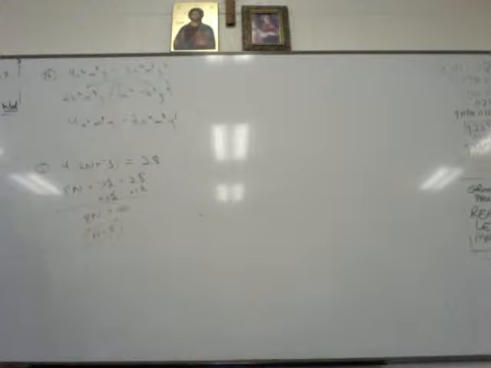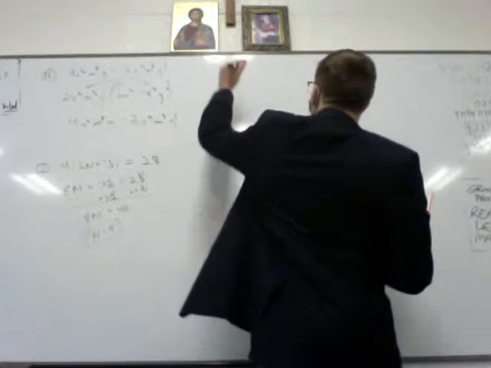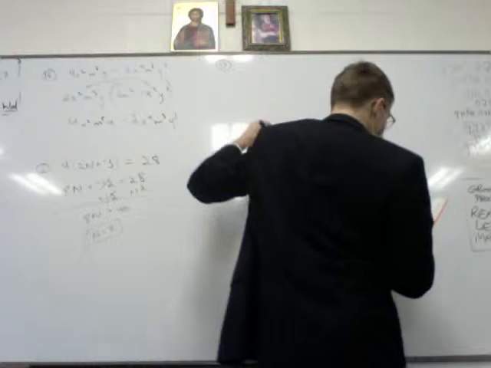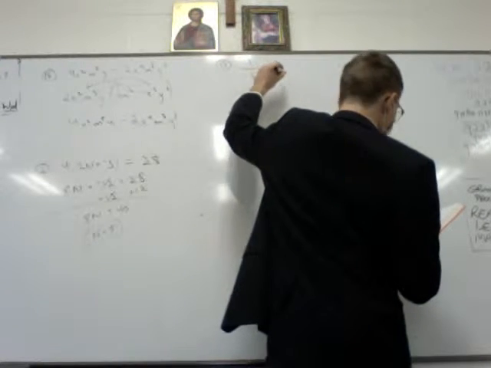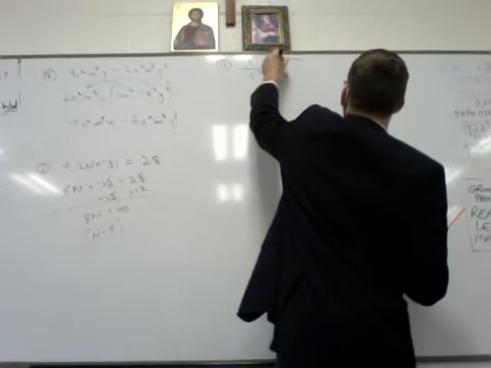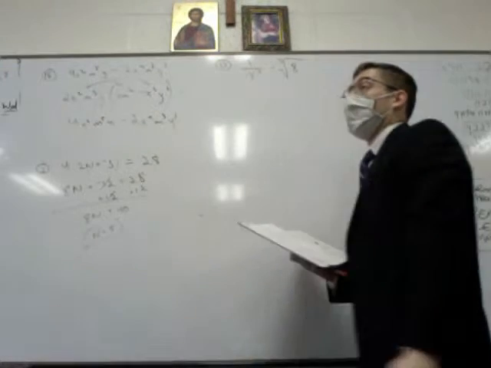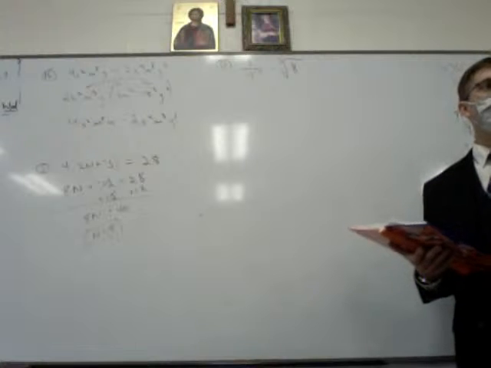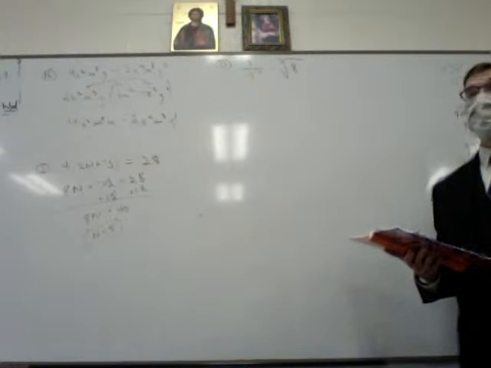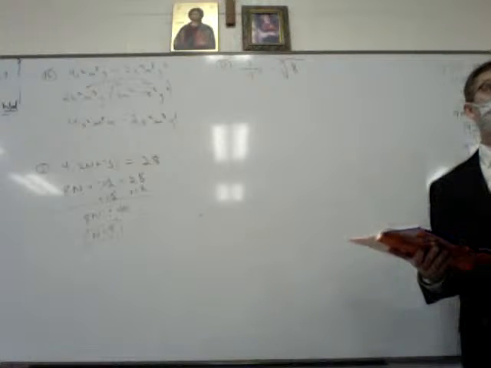Number 27? Okay, let's do 27. 1 over negative 3 to the negative 2, minus the cube root of 8. All right, so I'm going to take that one right there, and you're going to flip it around. Which one? That one right there, the fraction. That would be 1 minus 9.